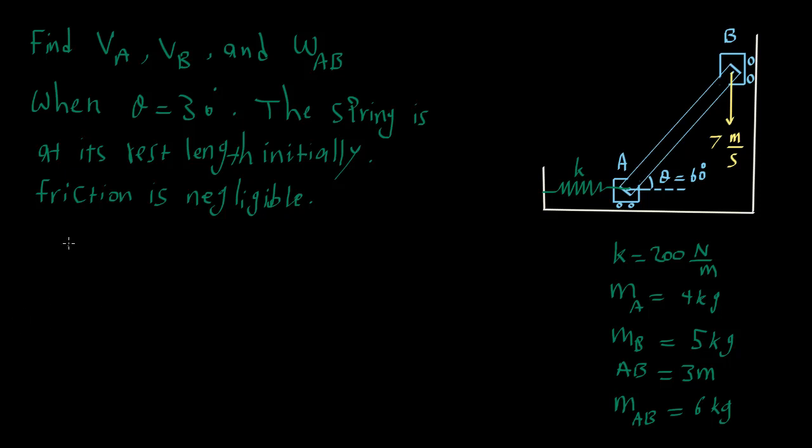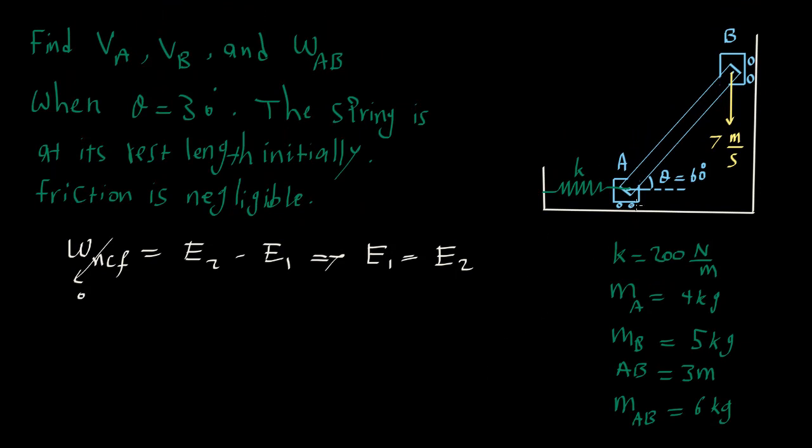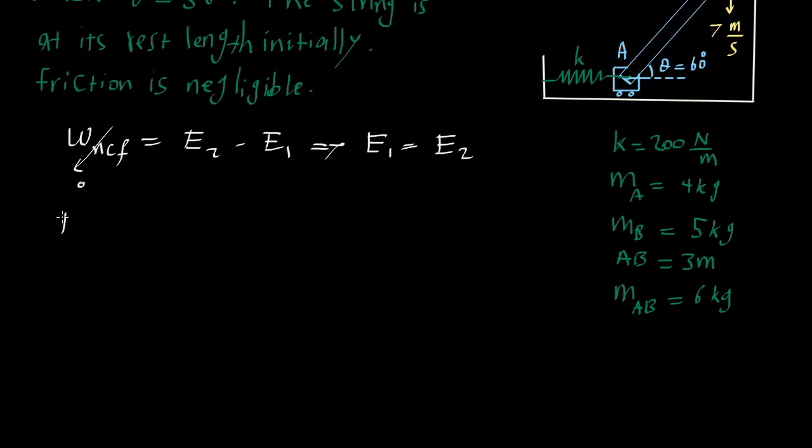I would say that the work of non-conservative forces is equal to E2 minus E1. And because we don't have any non-conservative forces here, this work is equal to 0, and we are going to have conservation of energy: E1 is equal to E2. So let's calculate E1 and E2, and we should be able to come up with an equation for the velocities of these sliders, or the angular velocity of the link. So for E1, I would say E1 is equal to T1 plus U1.